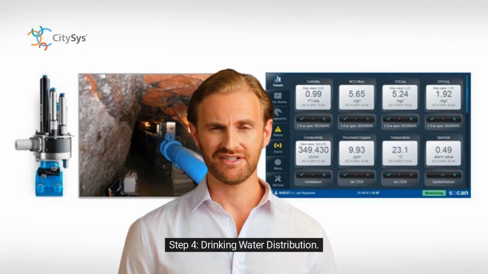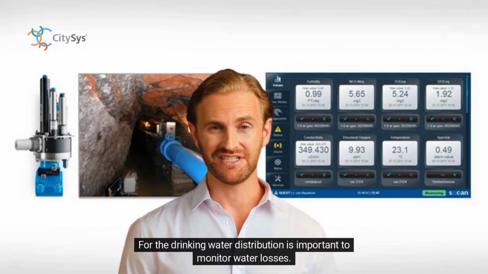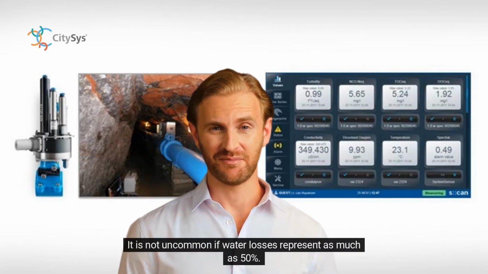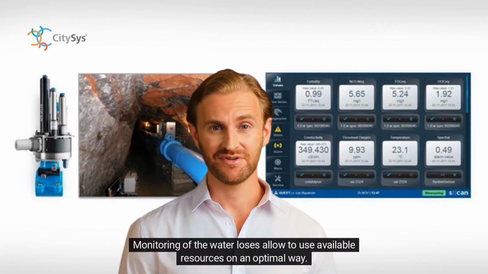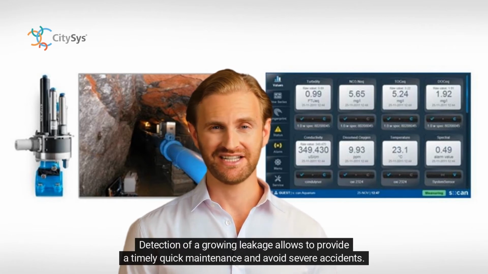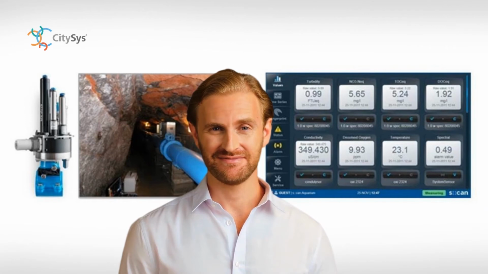Step 4. Drinking water distribution. For the drinking water distribution, it is important to monitor water losses. It is not uncommon for water losses to represent as much as 50%. Monitoring of the water losses allows using available resources in an optimal way. Detection of a growing leakage allows timely, quick maintenance and avoids severe accidents.